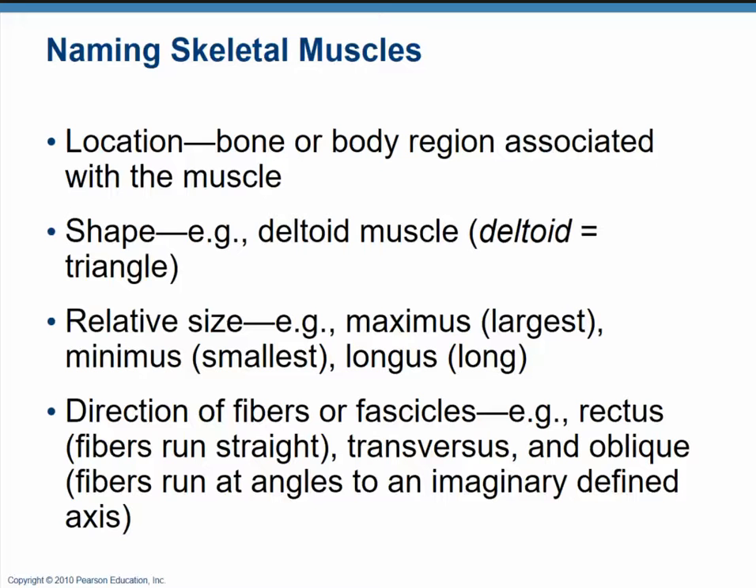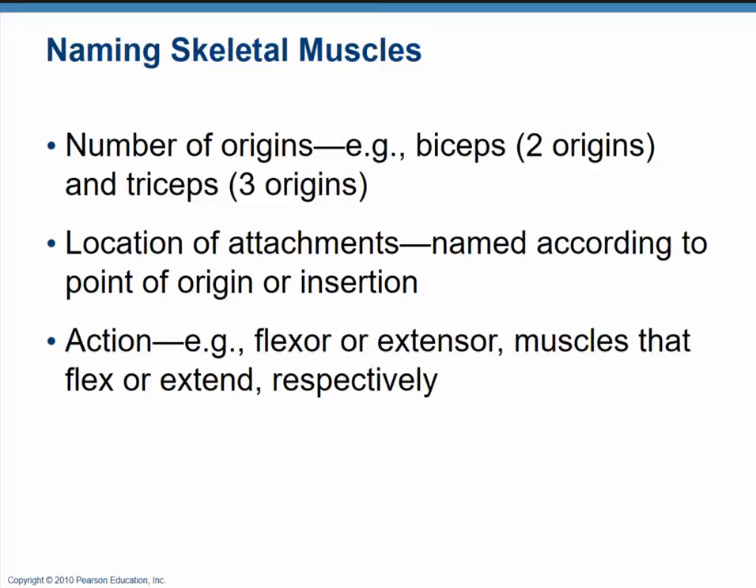Oblique runs at an angle. So external obliques, internal obliques. Sometimes we talk about the number of origins. So if there's 2 origins, biceps. Ceps means head. Triceps, 3 origins. Quadriceps, 4 origins.